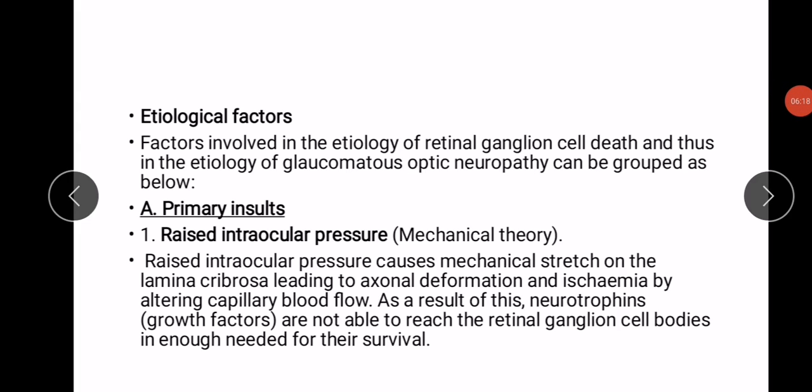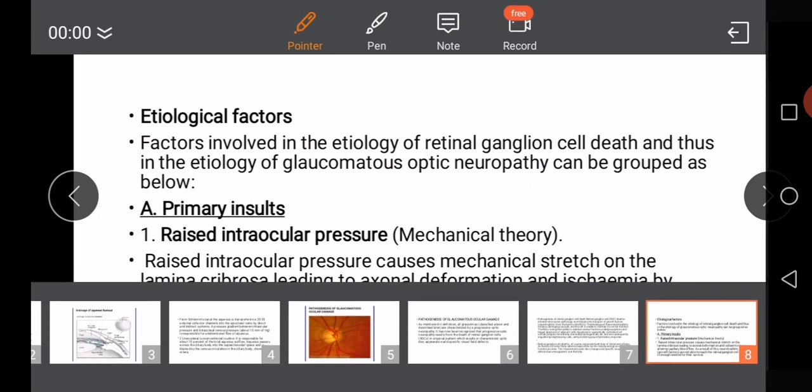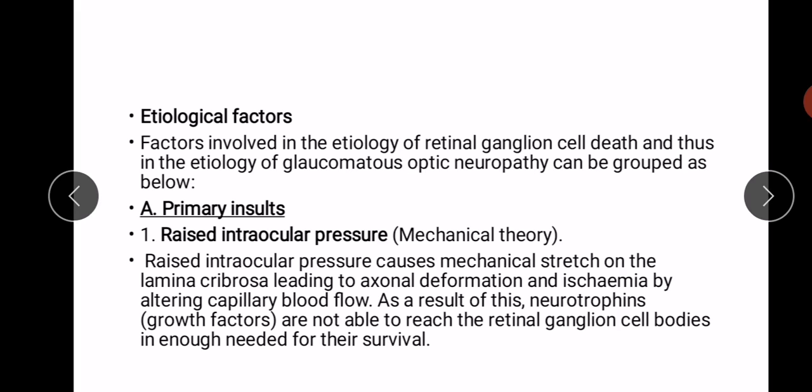Etiological factors. Factors that are involved in the etiology of retinal ganglion cell death, and thus in the etiology of glaucomatous optic neuropathy, can be grouped as below. 1. Primary insults. The first one is raised intraocular pressure, that is the mechanical theory. What it proposes is that raised intraocular pressure causes mechanical stretch on the lamina cribrosa and it leads to axonal deformation and ischemia by altering capillary blood flow.